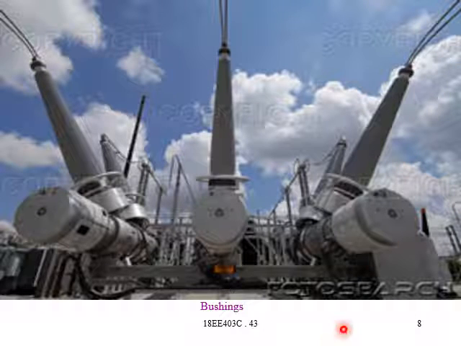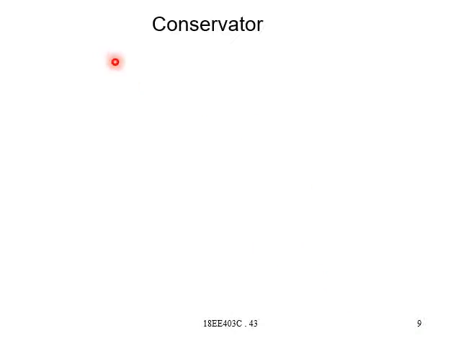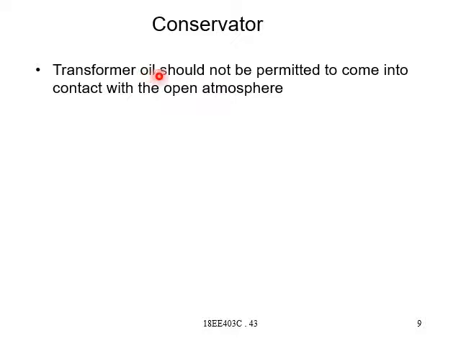Okay, moving on to the next slide. Conservator. What is actually a conservator? Where is it installed and what is its function? We'll just see it. The transformer oil should not be permitted to come into contact with the open atmosphere. The oil in the transformer tank should not be exposed to the open atmosphere. It should be in a closed compartment.